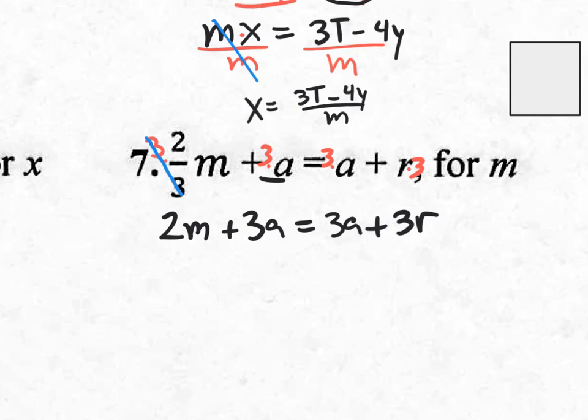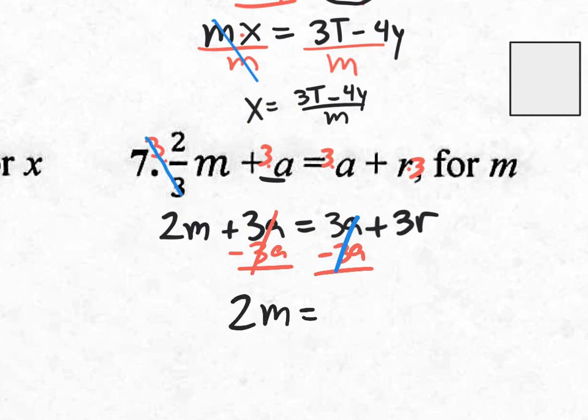Okay. So I'm solving for m. M is right here. It's on the left side of the equal sign. I need to get it by itself. So what do I get rid of now? Do I get rid of the 2 or the 3a? The 3a. So I'm going to subtract 3a, and of course I'm going to line it up. 3a take away 3a is 0, right? So what do I have left? I have 2m equals 3r.